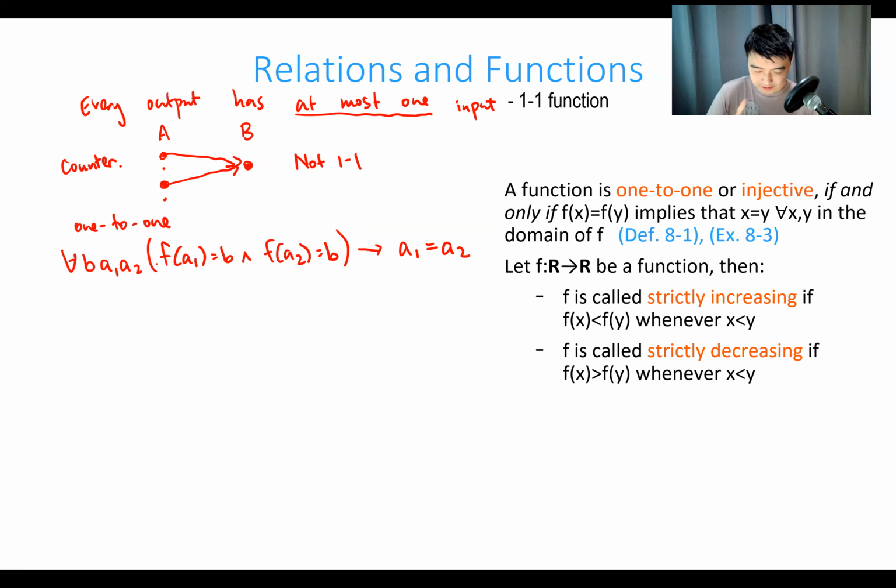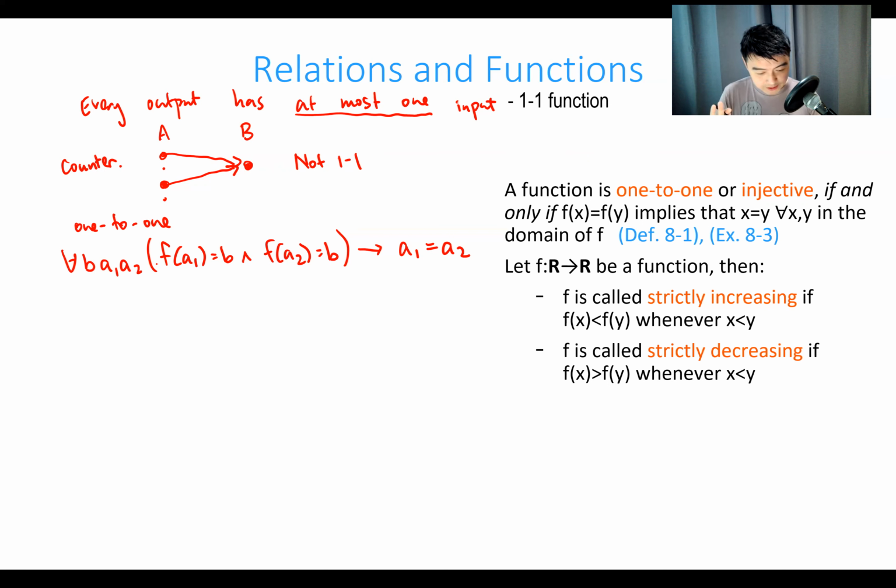All right, so let's see if we can read this again. For every output B, for every A1 and A2, if A1 goes to B and also A2 goes to B, then A1 must equal A2. So this is the logic that we're going to use to say that every output has at most one input. Every B has at most one A.